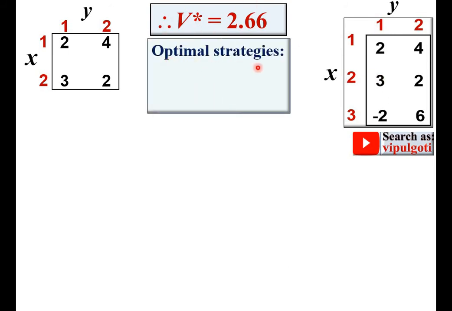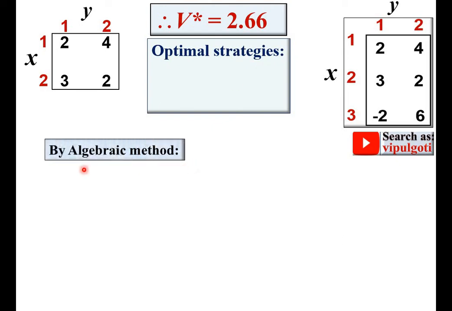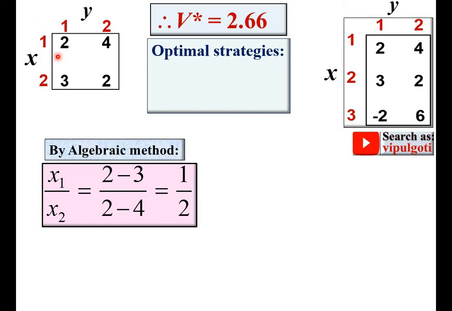Now you can find the optimal strategies by algebraic method or by arithmetic method. But here I am going to follow algebraic method. And it is once again very simple. X1 upon X2, that means in this direction. So you have to move in the circular path in this direction. That means in anti-clockwise direction. It is like that. So it is 2 minus 3 whole upon 2 minus 4. Here you can see. And if you simplify, then you will get 1 by 2.